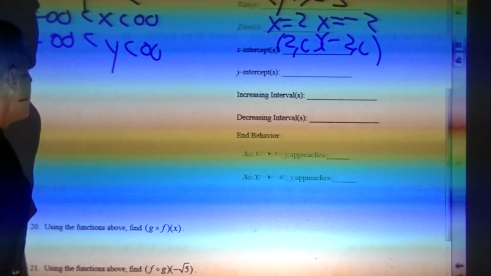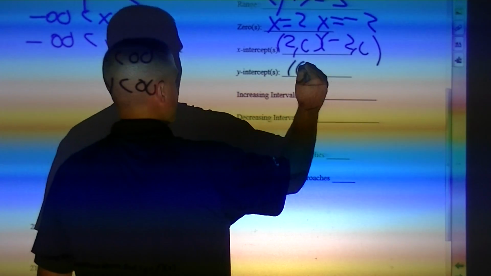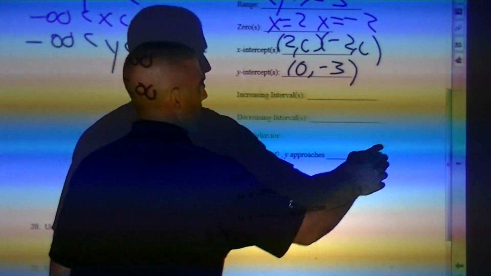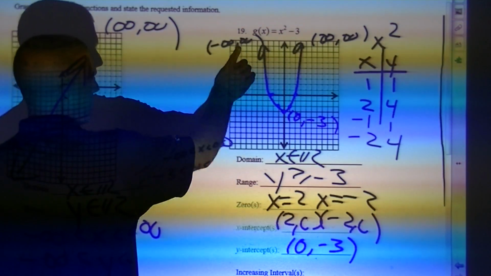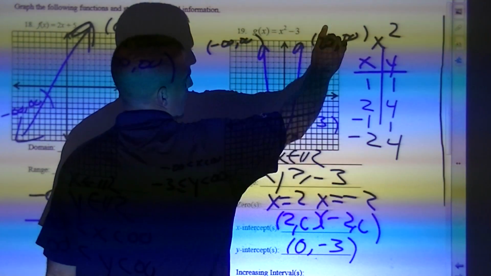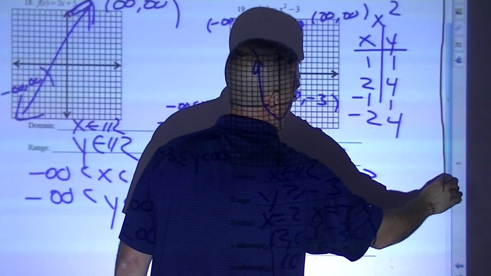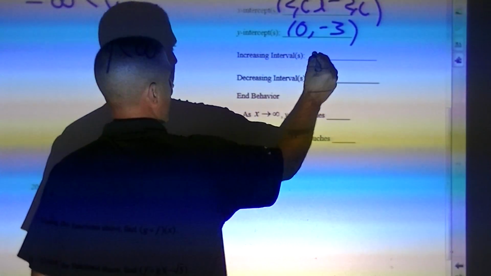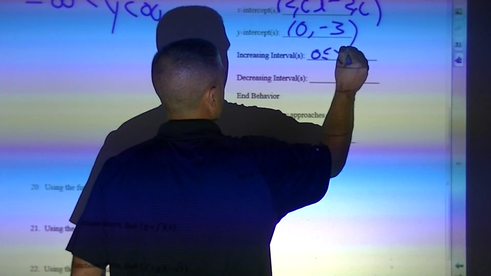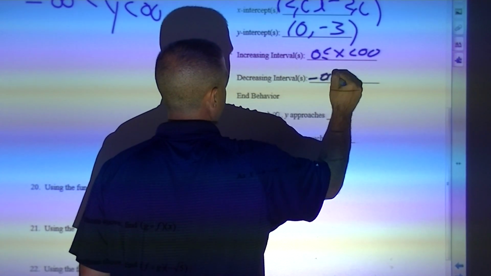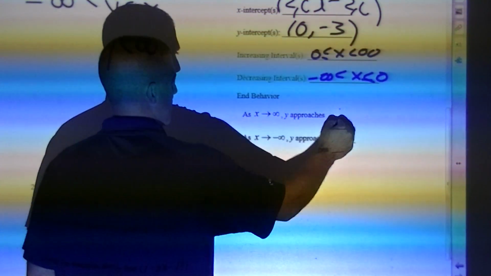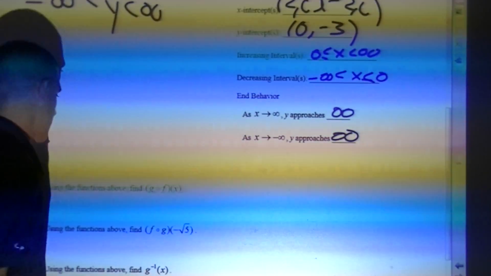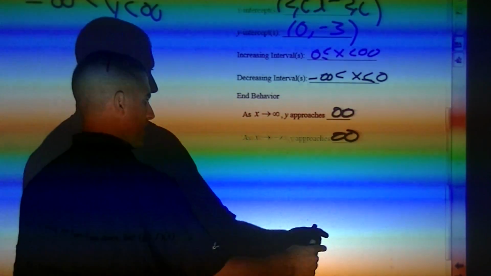Y-intercept, (0, -3). Now, increasing, decreasing. Decrease from -infinity to 0, increase from 0 to infinity. All we care about is the x coordinates. So 0 to infinity, -infinity to 0. And end behaviors are both positive, positive. A couple composition things.